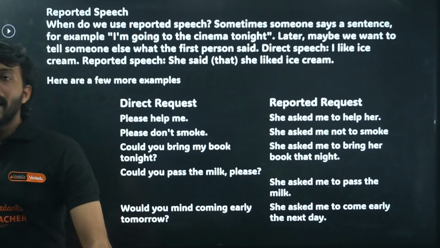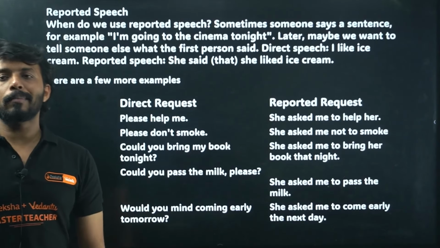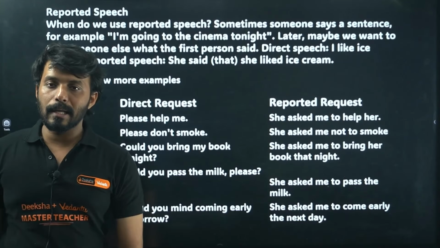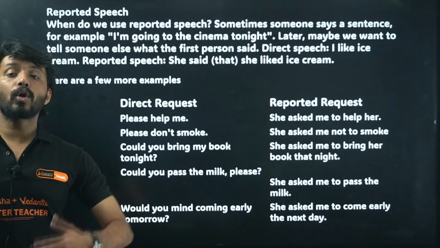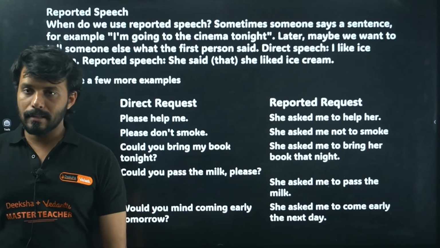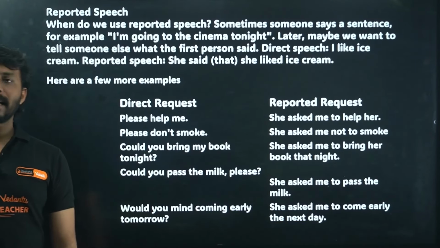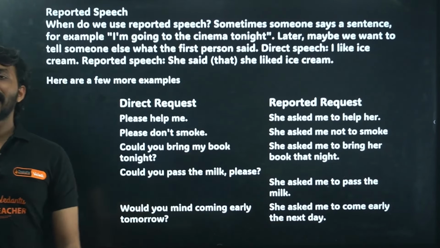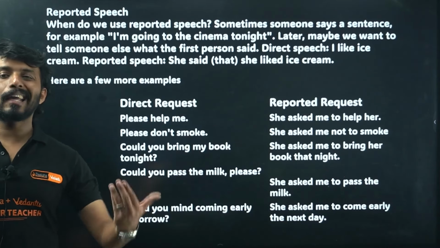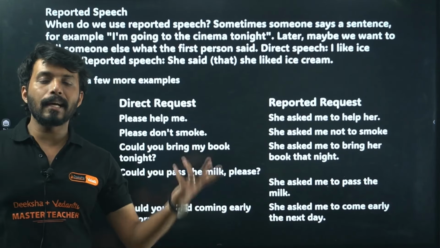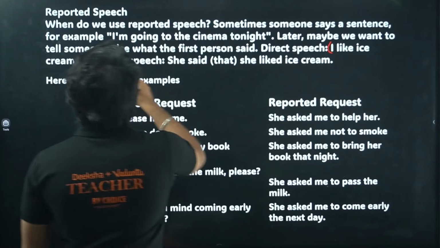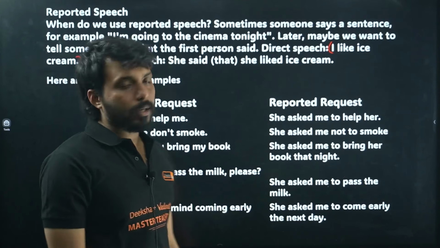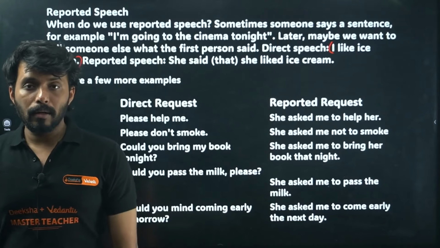So when do we use reported speech? Sometimes someone says a sentence, for example, I am going to the cinema tonight. Later, maybe we want to tell someone else what the first person said. So person A, as I said earlier, tells something. So direct speech, what would the person say? I like ice cream. So I like ice cream is direct speech. Say I am saying it or somebody else is saying it. Now how do I report it?